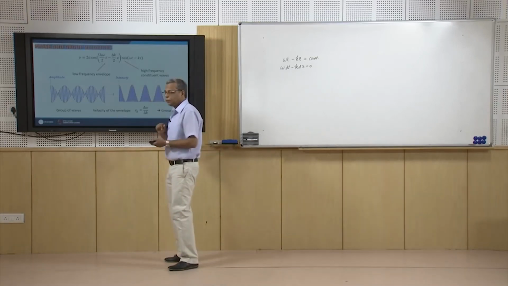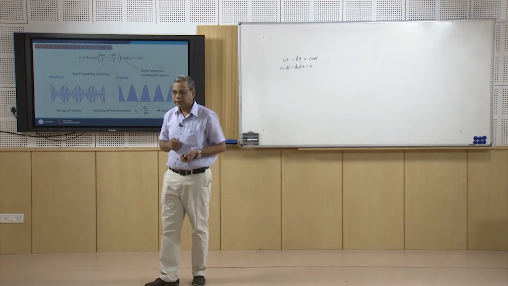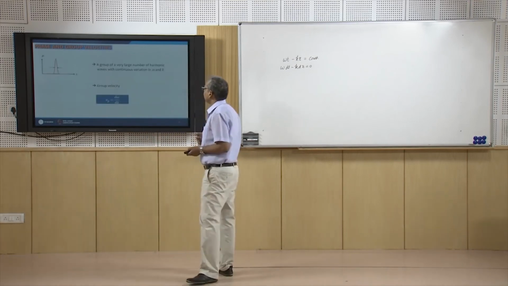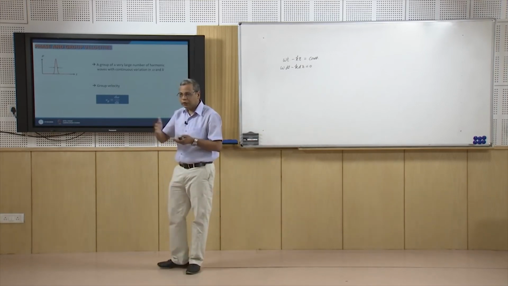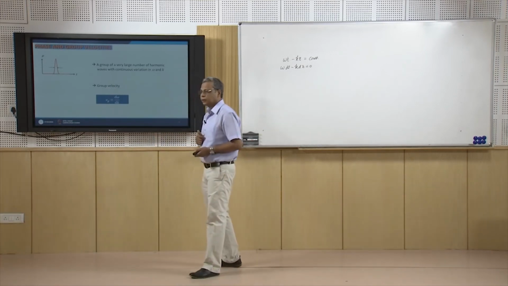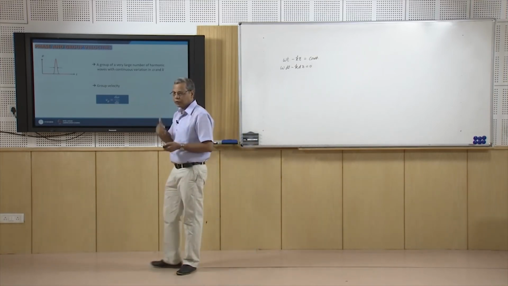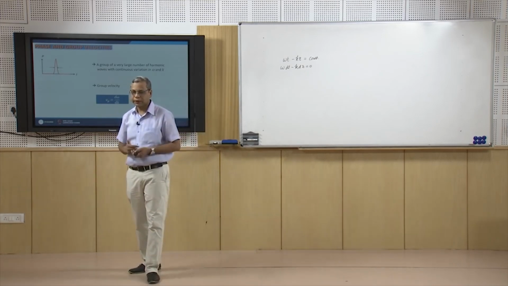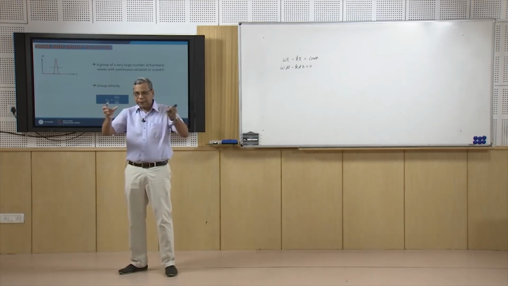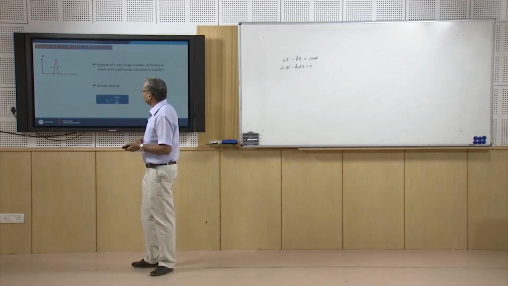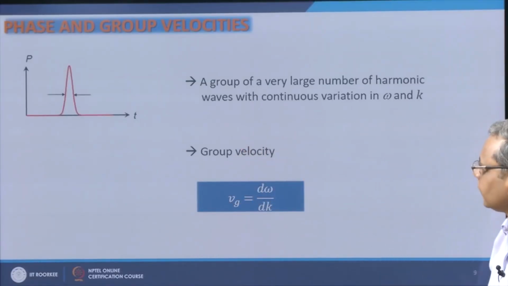So, this is a series of groups, but if I have a pulse, an isolated pulse, then it is a group of very large number of such harmonic waves with continuous frequency variation in omega and k. So, instead of taking the superposition of two waves, I take the superposition of 100 waves and then 1000 waves, then I can find out that these groups are separated, and I can create an individual group or wave packet. This is also known as wave packet.